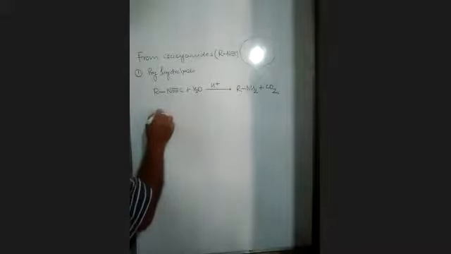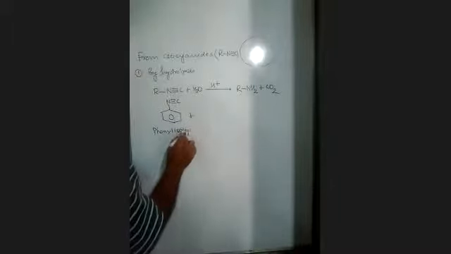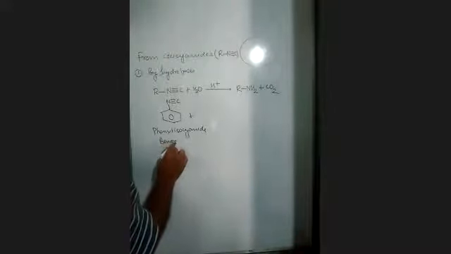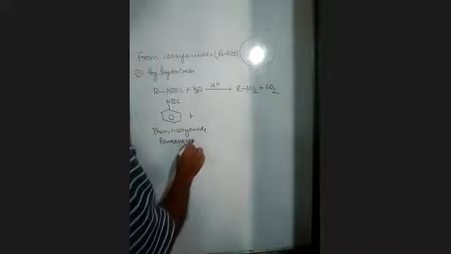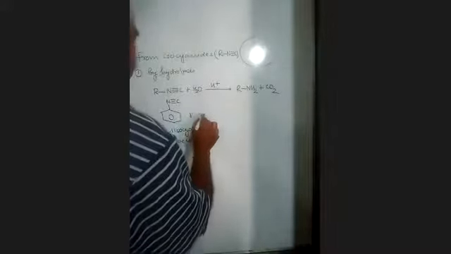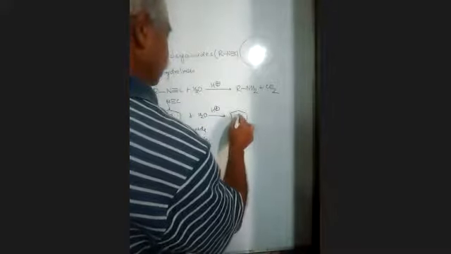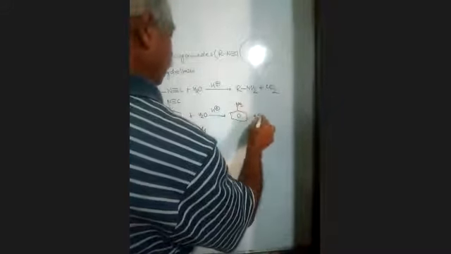Suppose you have taken here phenyl isocyanate. This is a common name. Okay. IUPAC name is benzene isocyanate. Okay. Now, if I have done this method, what will I get here? I will get here aniline, and I will get here carbon dioxide.